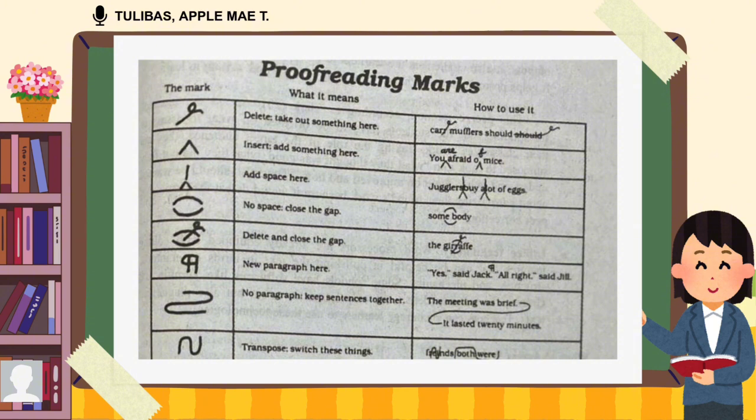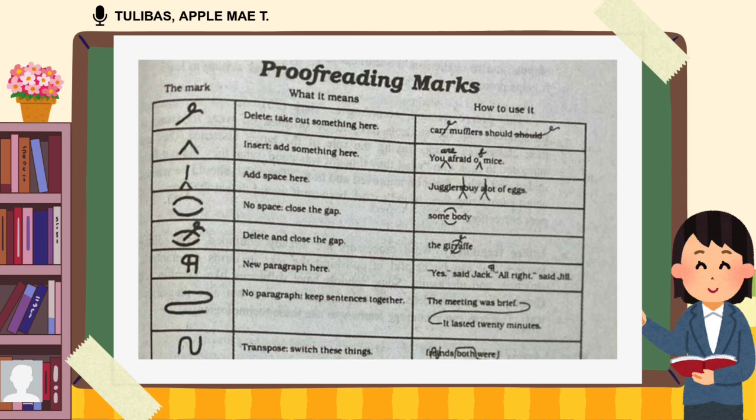My name is Apolmi Tulibas, and I am one of the assigned reporters for Lesson 3, Assessment in Teaching Writing. As you can see, we have proofreading marks. So what are proofreading marks? Proofreading marks are special symbols that we use to correct or improve writing. Instead of writing long notes, we use simple marks to show errors and how to fix them.